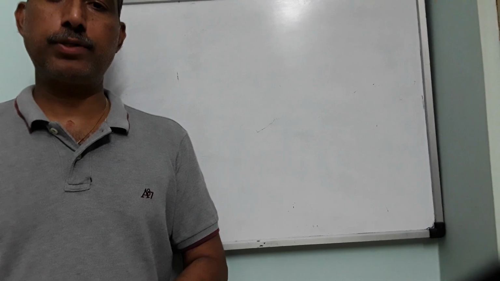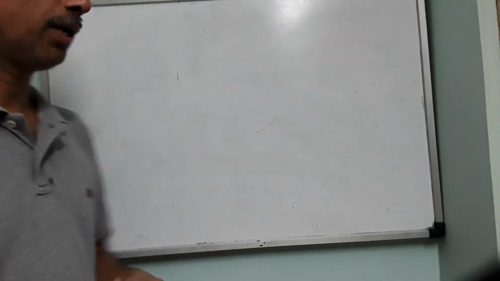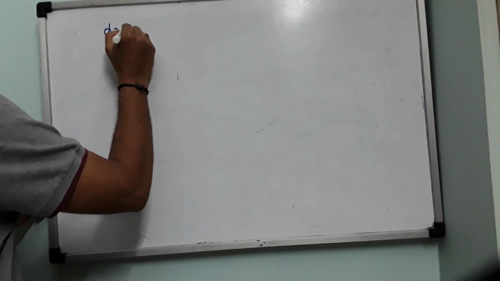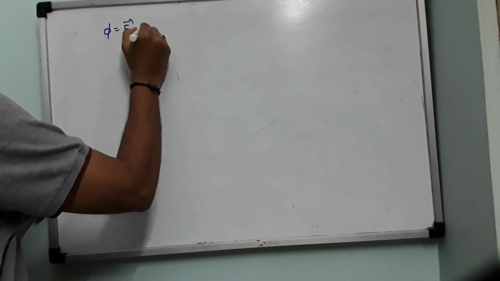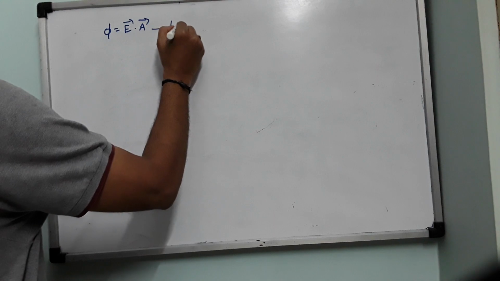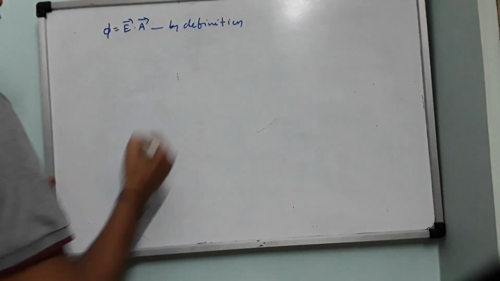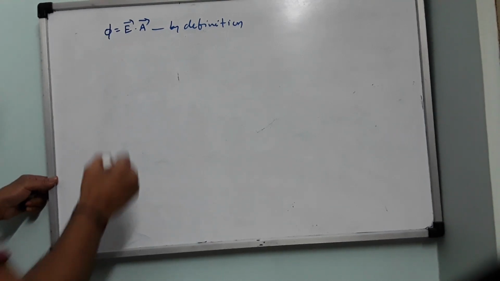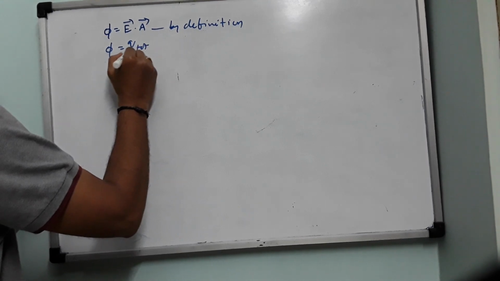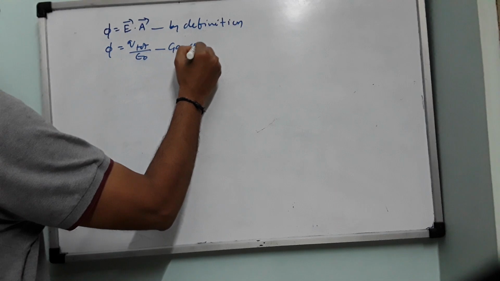In the previous class we studied electric flux and also Gauss law. Electric flux is represented as phi equals E dot A. This is by definition. And the same flux is stated in Gauss law as phi equals Q total, the total charge enclosed by the closed surface. This is Gauss law.